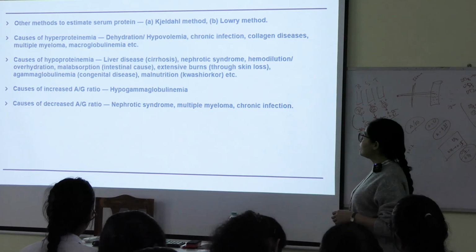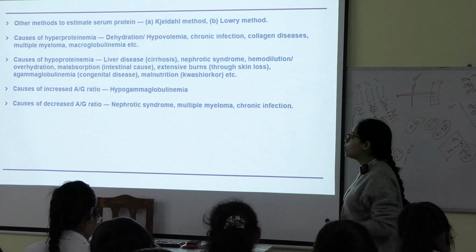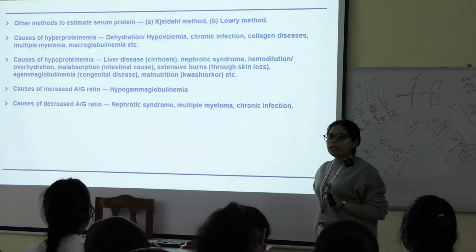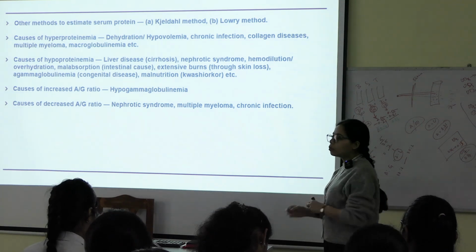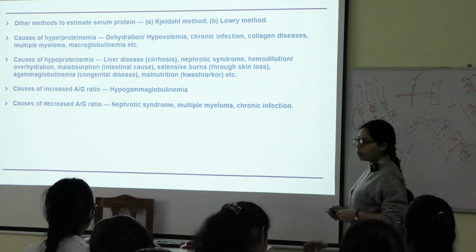Other methods to estimate serum protein. There are other 2 methods. We are using the Biuret method. There are other 2, that is the Kjeldahl method. Okay, K is silent here. K is silent. It's pronounced as Jeldal method. And the Lowry method. The second one is the Lowry method.